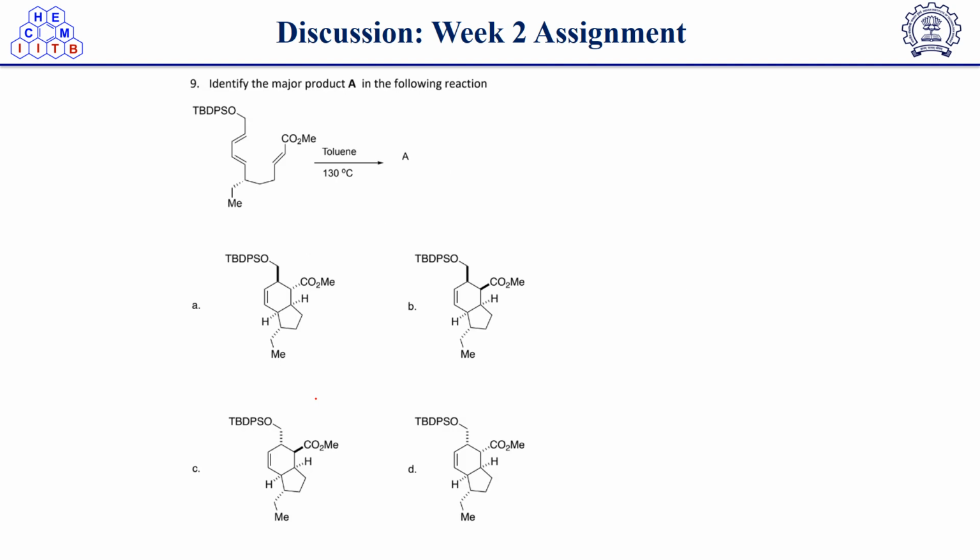Now moving to the last question of this assignment. Identify the major product A in the following reaction. So obviously there is a diene and a dienophile. So this is a Diels-Alder reaction, and you just have to see what will be the stereochemistry and which product will be the major product.